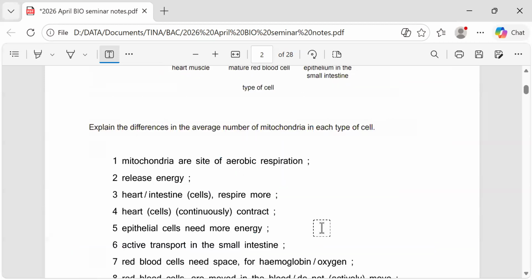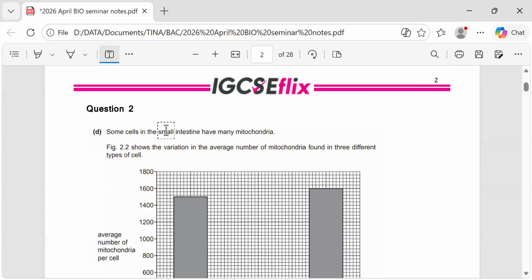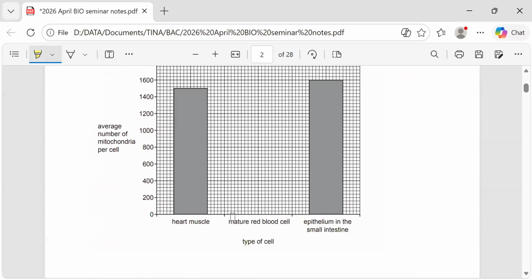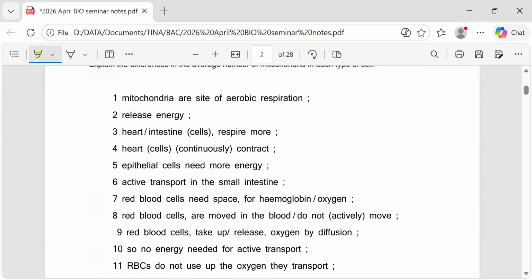For example, this question. This one is specific adaptation. Some cells, like those in the small intestine, have many mitochondria. The question shows the variation in the average number of mitochondria found in 3 different types of cells. So muscle, why so many? Mature red blood cell, why none? And small intestine epithelium, why many? Can you read through this and see whether you understand?